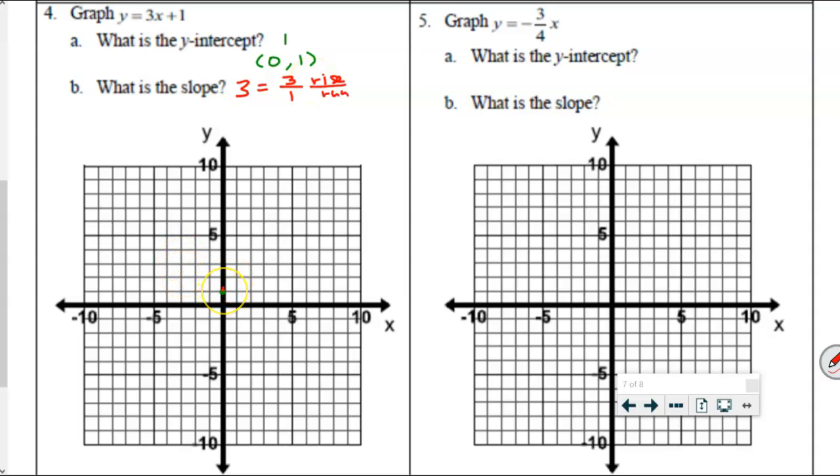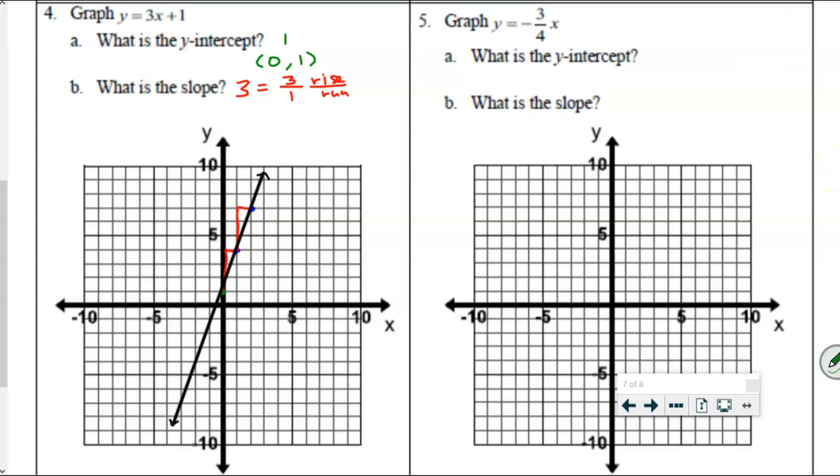So from here, I'm going to rise 1, 2, 3 and run 1. There's another point. Continue that. Let's rise another 3 and run another 1. And now I have enough that I can draw the line that goes through those points. Again, getting into that habit of putting those arrows on at the end. I also like to try and extend that line to the edges of the graph. Mine didn't go completely, and that's okay. But don't just draw it between those 3 points. That line continues on beyond that.